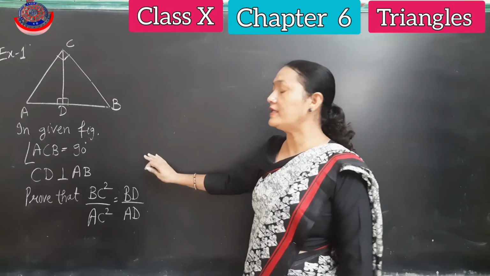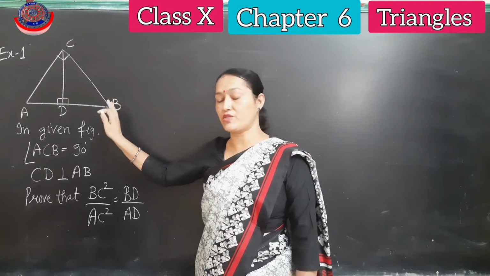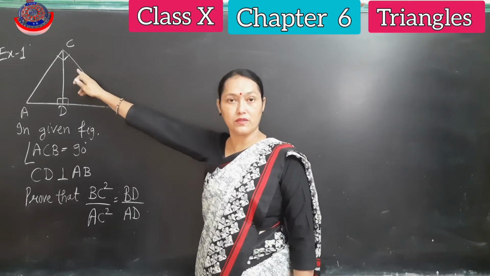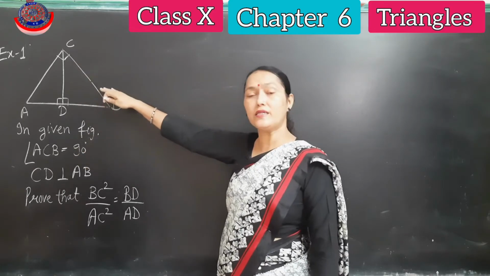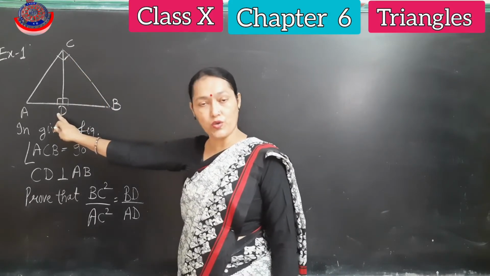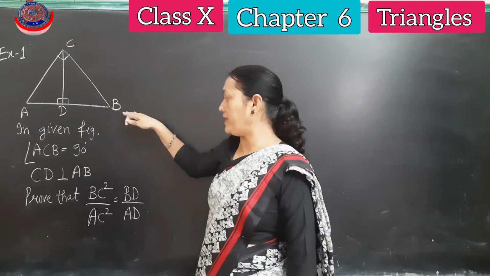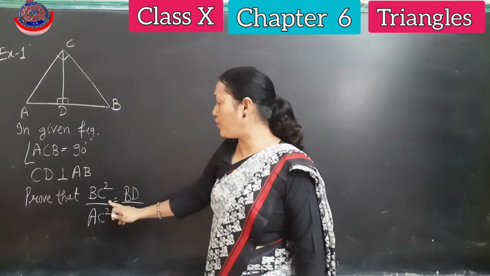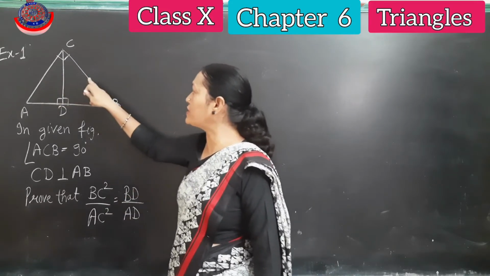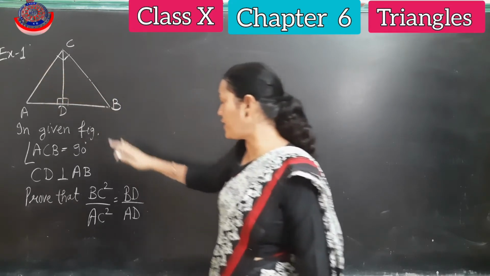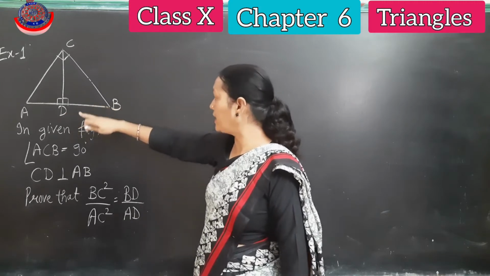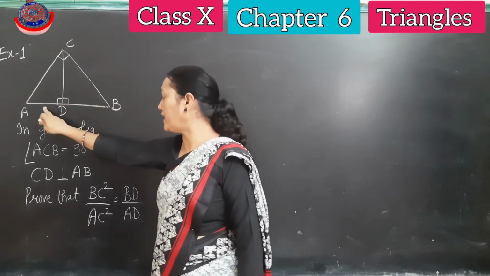First question I've taken, they have given us a triangle ABC where at point C 90 degrees is given, means it's a right angle triangle. Then they say CD is a line drawn perpendicular to AB, and they are telling us to prove that the ratio of the squares of two sides, BC square upon AC square, is equal to the ratio of the parts of the base, BD upon AD.